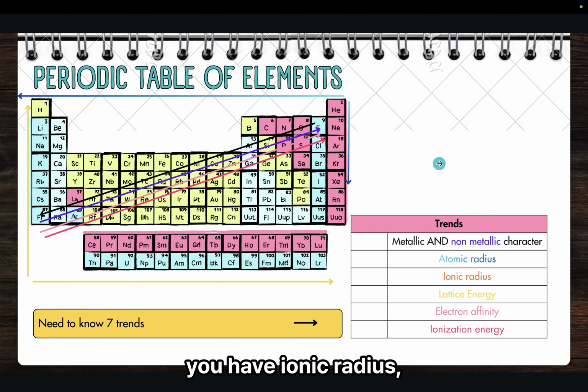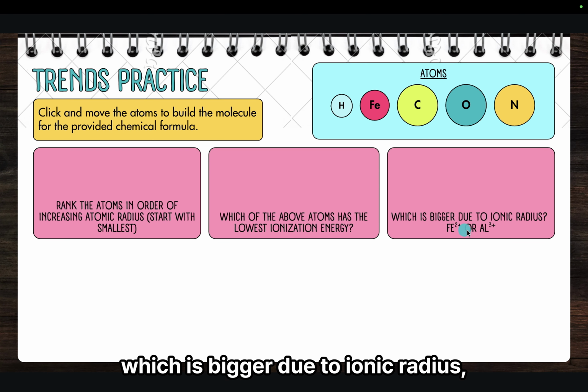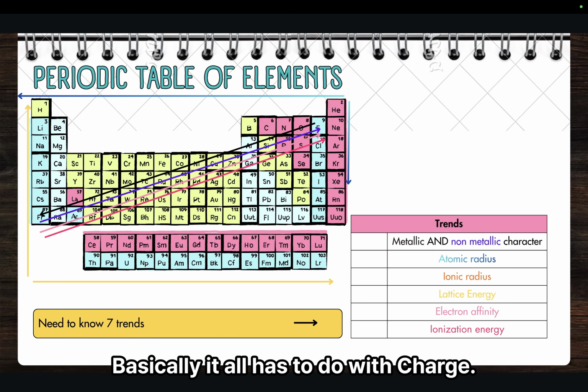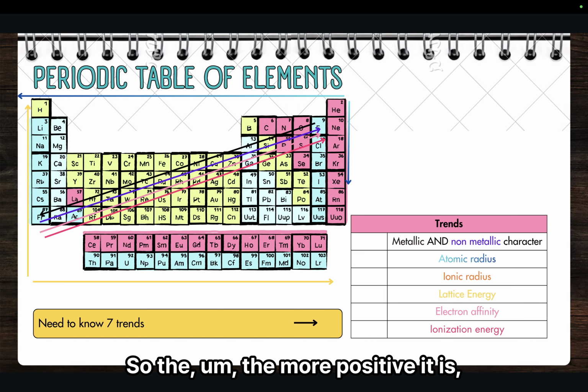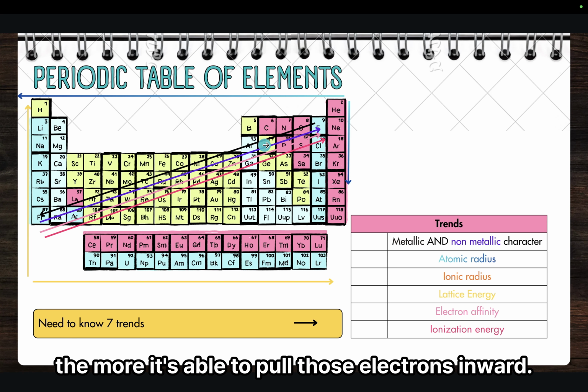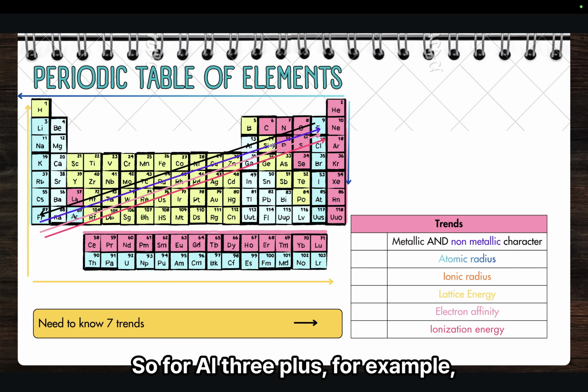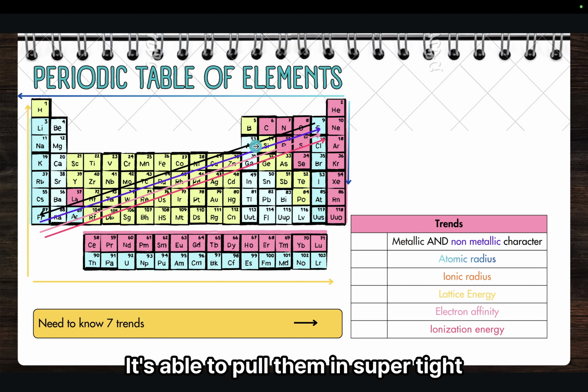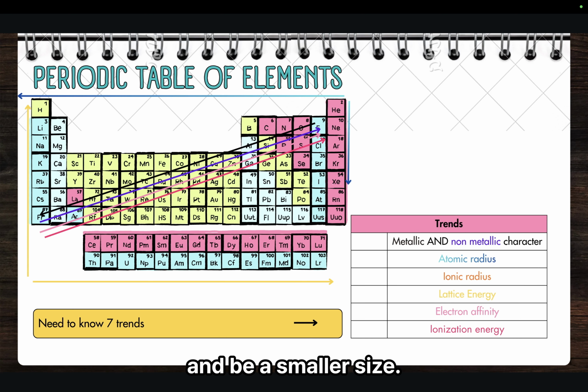Next, you have ionic radius, which I didn't add here. The reason I didn't add it is it's kind of weird, because if we go to the next slide: which is bigger due to ionic radius, Fe2+ or Al3+? Basically, it all has to do with charge. The more positive it is, the more it's able to pull those electrons inward. So for Al3+, for example, that means it lost 3 electrons, so it's 13 protons to 10 electrons. It's able to pull them in super tight and be a smaller size.